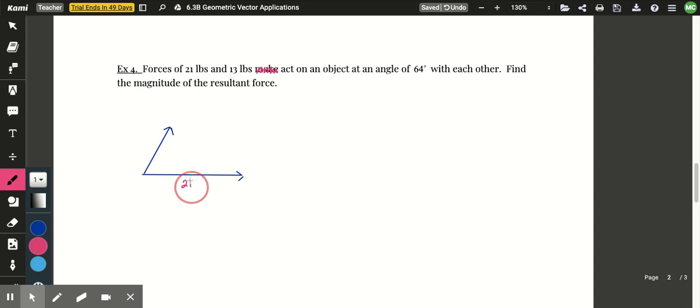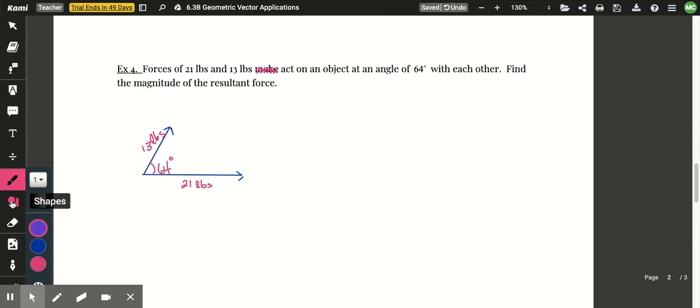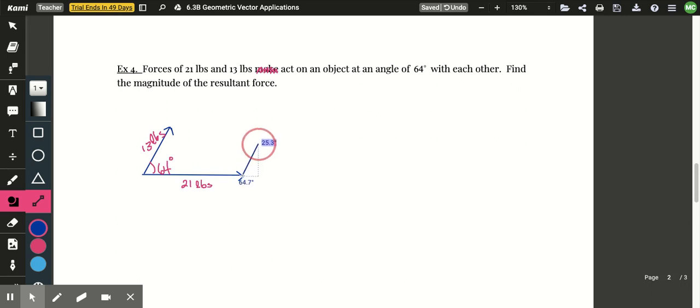So I'm going to go ahead and label them. This one's 21 pounds. This one was 13 pounds. And then the angle between them is 64 degrees. Okay, so now I need to put in the resultant vector. And to do that, I have to add these 2 vectors together. So I'm going to recreate the 13-pound vector, starting it on the head of this 21-pound vector.